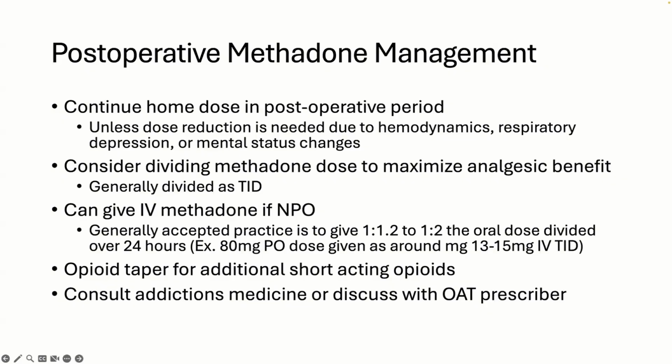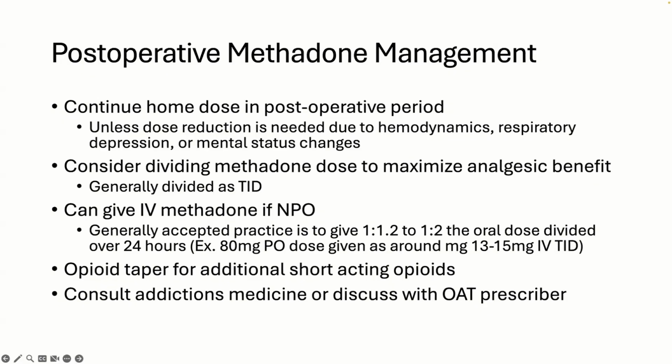If the patient is NPO, methadone can be given IV, and a commonly accepted approach is to use that ratio that we just talked about, 1 to 1.2 versus 1 to 2, going from PO to IV. So if somebody's on 80 milligrams PO and you use the 1 to 2 ratio, which is the more conservative one, and we'll talk about this shortly, you can just divide their daily dose in half and then divide that dose further over 24 hours. And so 80 milligrams PO can be given as around 13 to 15 milligrams IV TID.